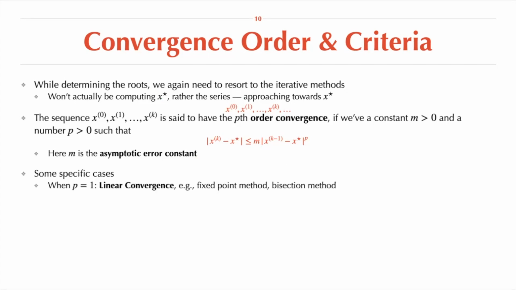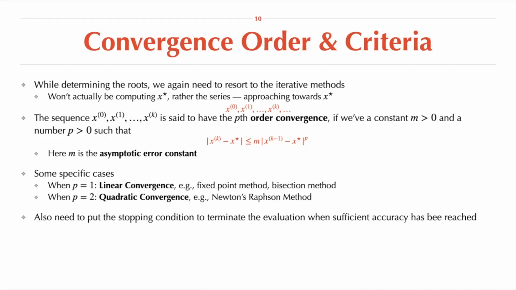Some specific cases: when you take p equal to 1, you will get linear convergence. This kind of thing happens when you consider the fixed point method, which I will discuss next, and the bisection method. And when you take p equal to 2, you will get quadratic convergence. This happens with the Newton Raphson method. So in that sense, the Newton Raphson method is converging fast as compared to the fixed point method or bisection method.